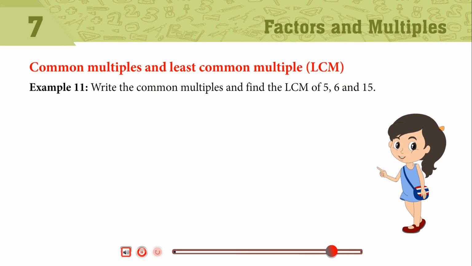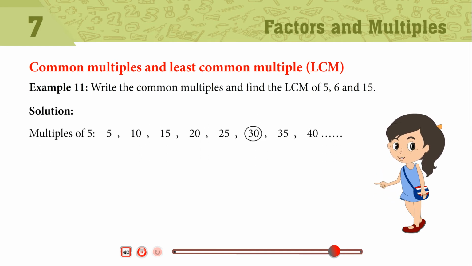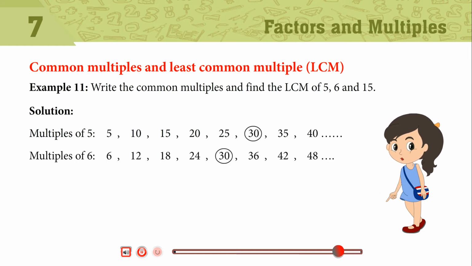Example 11. Write the common multiples and find the LCM of 5, 6 and 15. Solution. Multiples of 5: 5, 10, 15, 20, 25, 30, 35, 40. Multiples of 6: 6, 12, 18, 24, 30, 36, 42, 48.